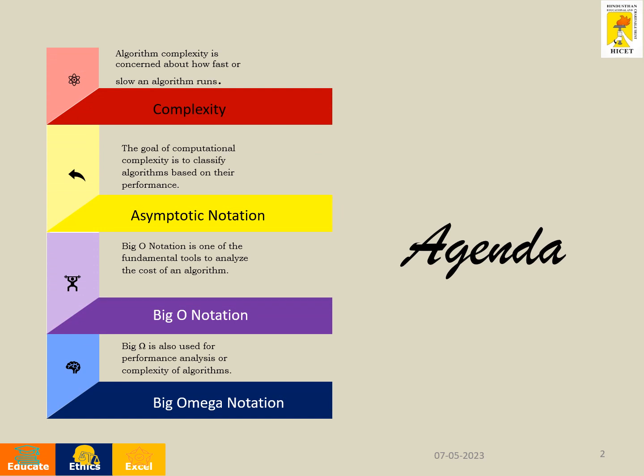The agenda for the session is about complexity, asymptotic notations, big O notation, as well as big omega notation.